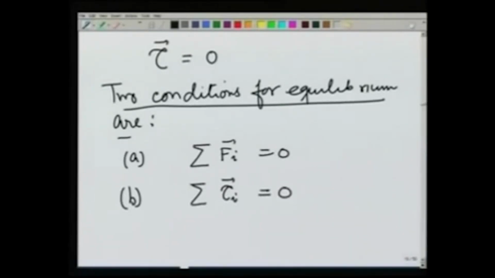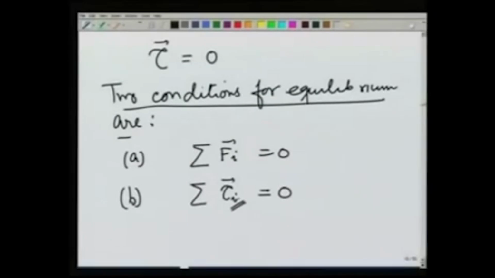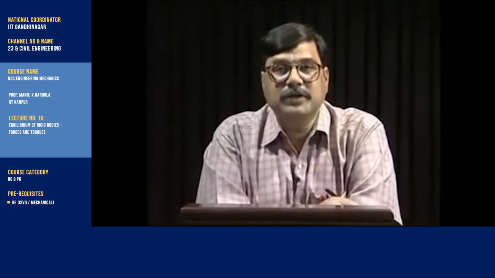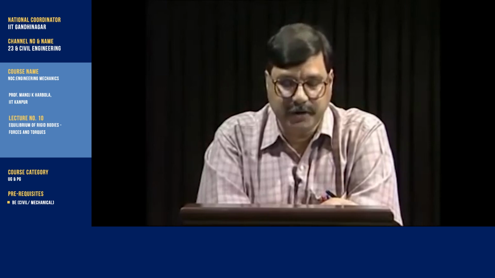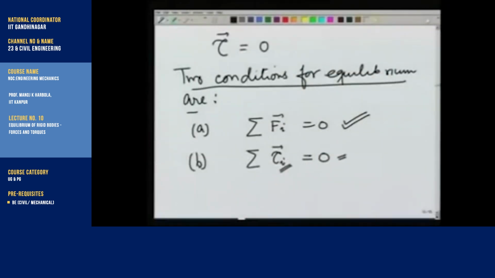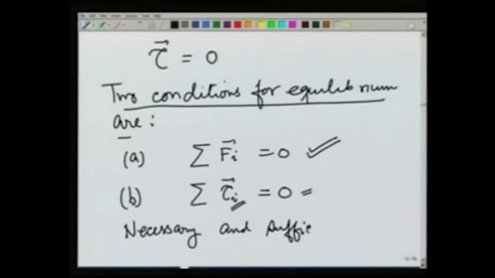You may ask, I have just now said that torque depends on the origin, and I have not put any origin here. Once you satisfy this condition that sum of all the forces is 0, the net torque is going to be independent of the origin, as we will show later. So, therefore, this condition is also independent of the origin once I make sure that summation of F i is 0, and these two conditions are necessary and also sufficient for equilibrium of a body.